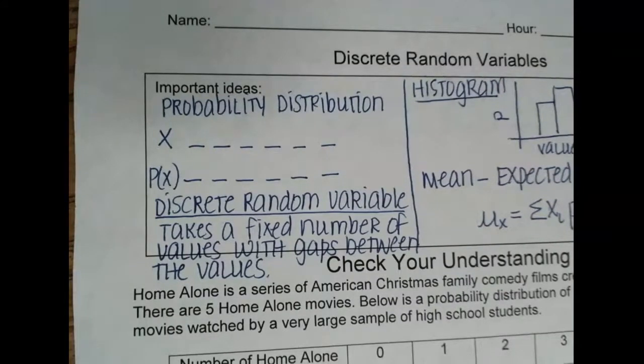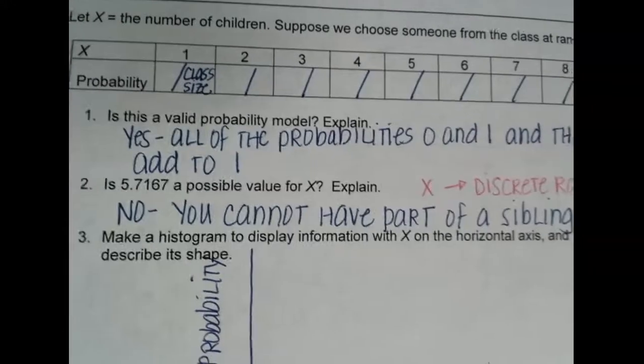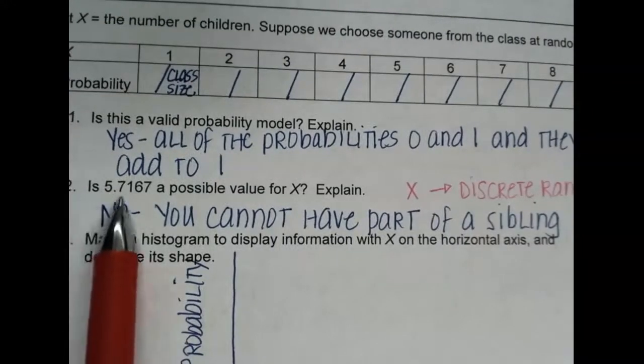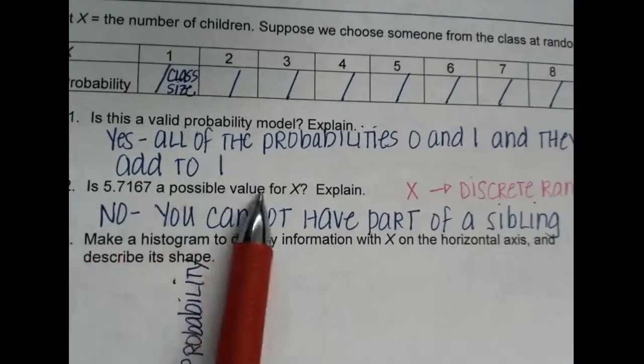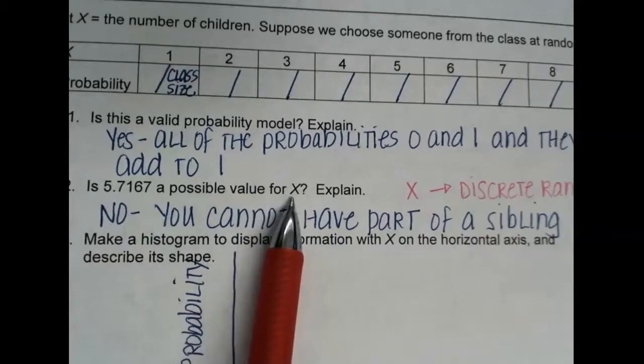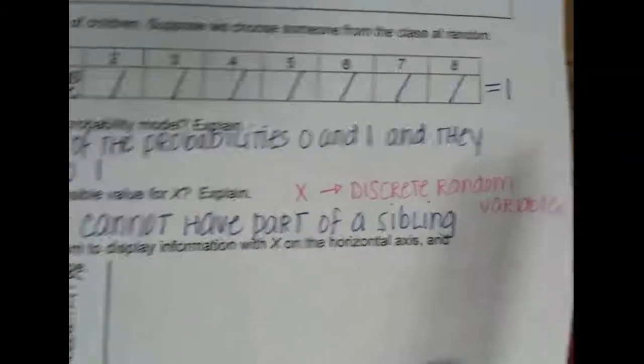What a discrete random variable is, it takes a fixed number of values with gaps between the values. What do I mean by that? Well, let's flip this back over and take a look. It refers to right here, where is 5.7167 a possible value for x? No, because you can't have part of a sibling.